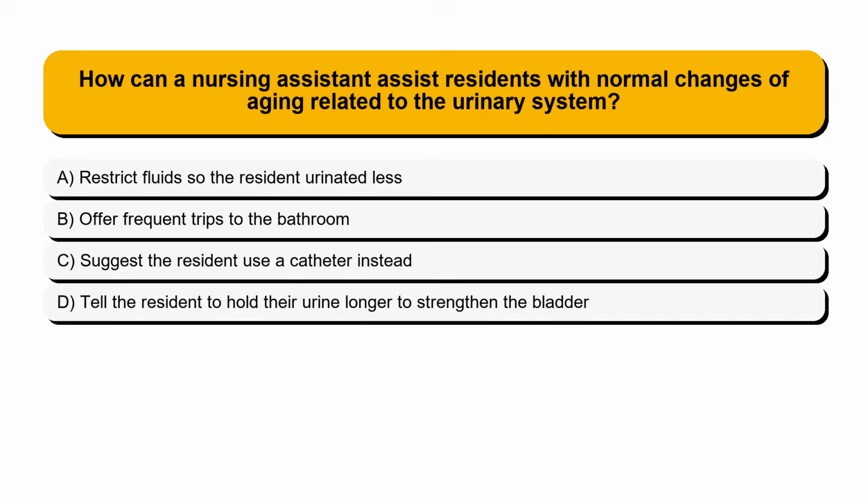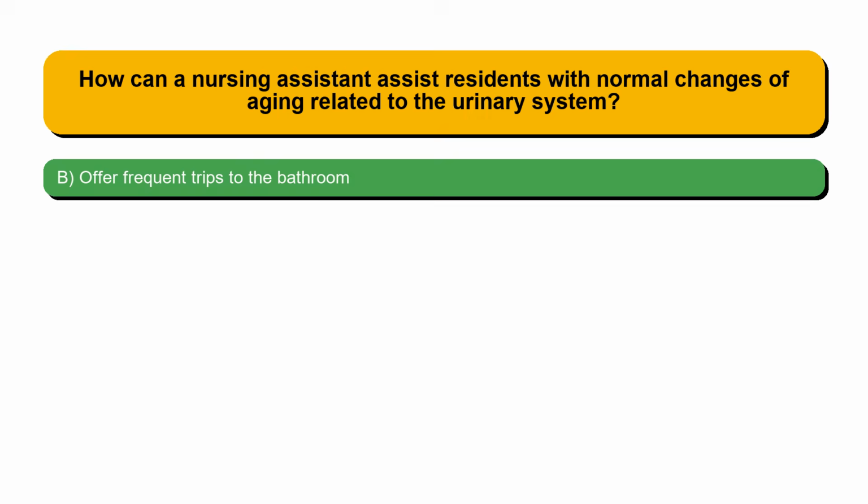Question 38. How can a nursing assistant assist residents with normal changes of aging related to the urinary system? Option A, restrict fluids so the resident urinates less. Option B, offer frequent trips to the bathroom. Option C, suggest the resident use a catheter instead. Option D, tell the resident to hold their urine longer to strengthen the bladder. The correct answer is option B, offer frequent trips to the bathroom.